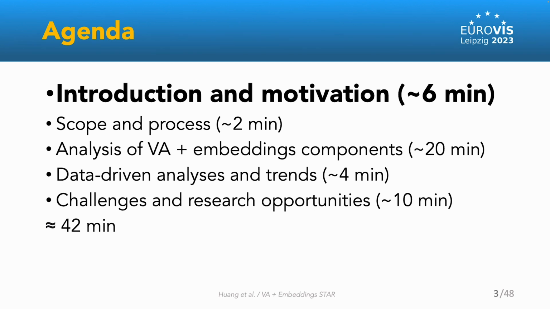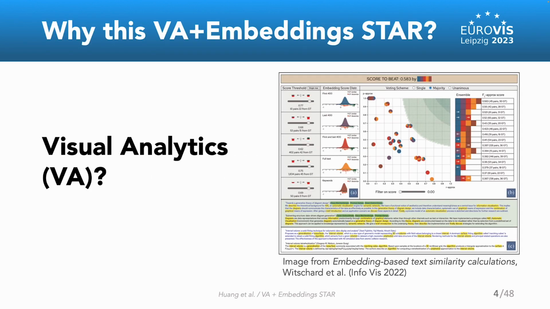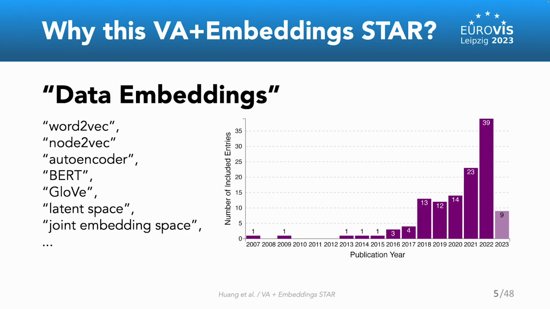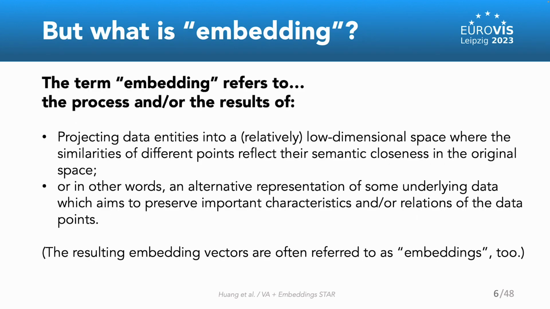Now let's get started. The title of our paper is VA plus embeddings, and the term VA stands for visual analytics, which is probably why you are watching this video. But as we set out on this study, more and more visual analytics papers started to mention the term data embeddings over the years, along with some other related keywords showing on the screen such as word2vec and BERT.